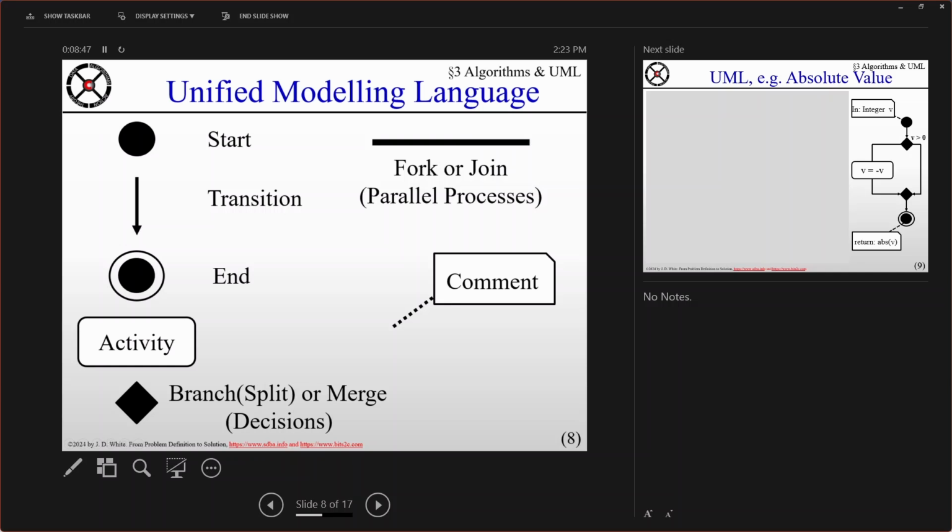A very thick line, which is called a fork or a join, is used for parallel processing. And finally, we have comments. These will be in a square box with its corner cut off. You can see this box has rounded corners for activities. These are the only things you need to know for Unified Modeling Language. We're not going to learn anything about object-oriented programming in this course, so you don't have to learn how to represent objects and things like that. For our course, this is all we need.